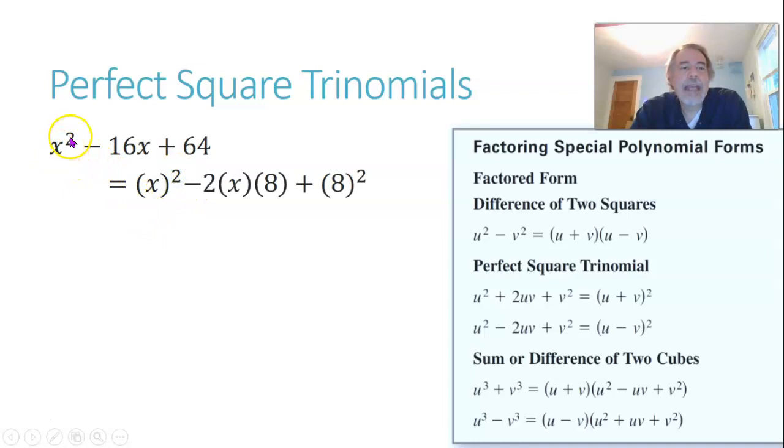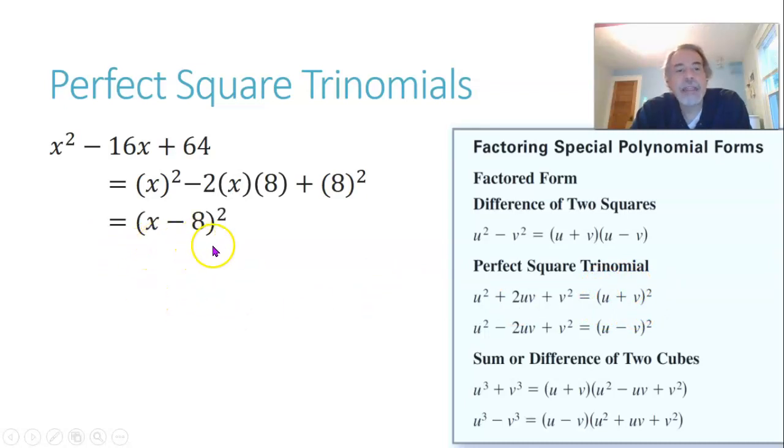It starts with an x being squared. It ends with 64, which is 8 being squared. And then the thing we have in the middle is if you took that x and that 8 multiplied together and then multiplied it by 2, you'd have a 16x. So it does fit that pattern of the first thing squared minus 2 times the first thing times the second thing plus the second thing squared. And so that factors into just the first thing plus the second thing and then that whole quantity squared.